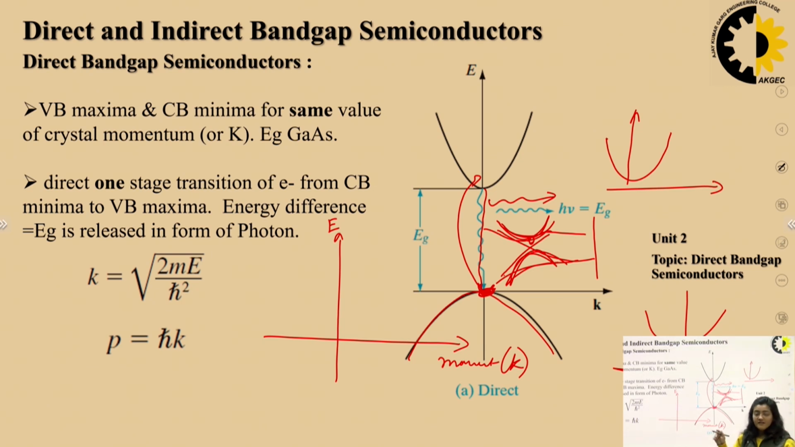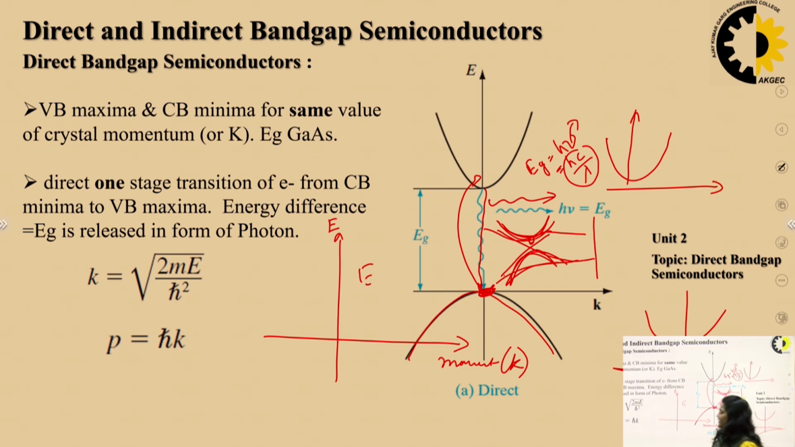Here we have a less energy, which is equal to h nu. H nu is what we call hc by lambda. This is the frequency, and this is the wavelength, because photons move like a wavelength. So this is what we call the direct band gap semiconductors.